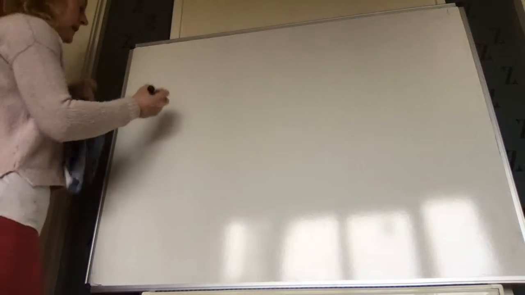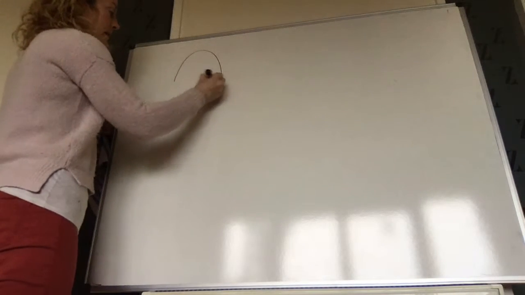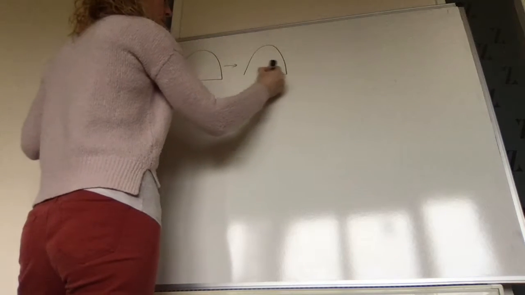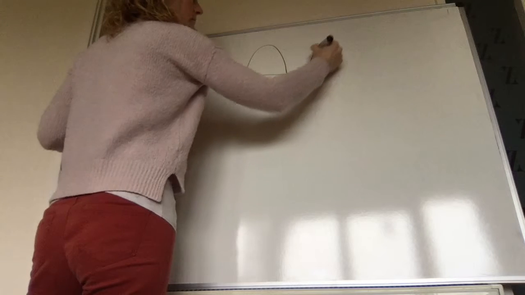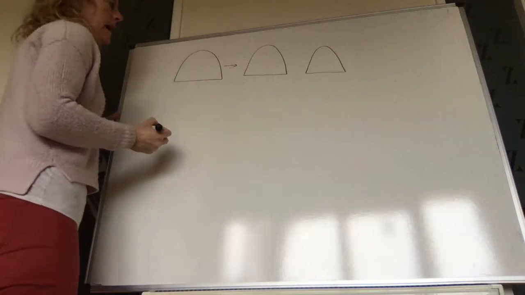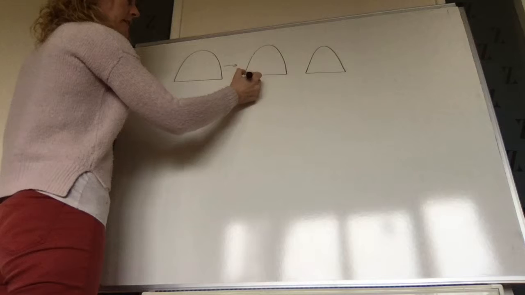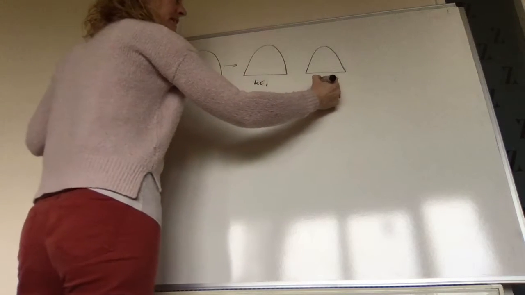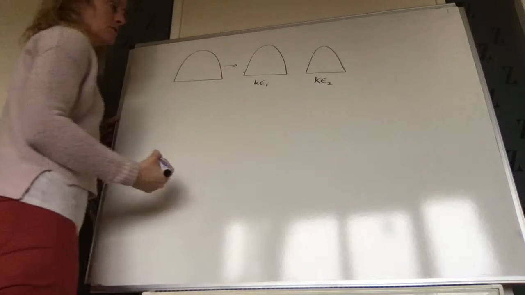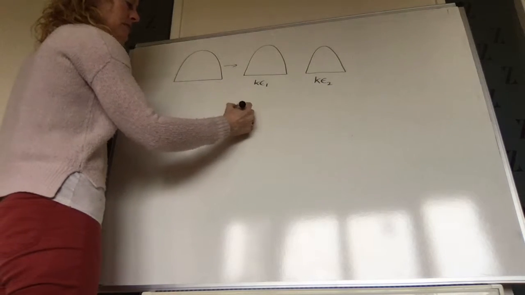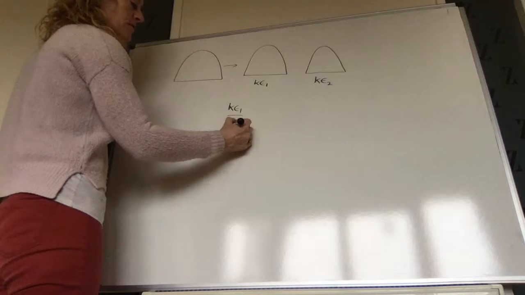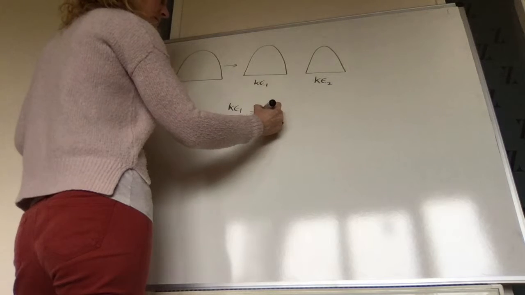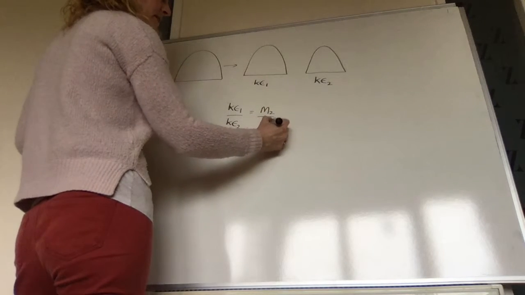So we've just shown that if we have a radioactive disintegration, or one nucleus turning into two other particles, and we call the kinetic energy of this particle kinetic energy 1, and the kinetic energy of this particle kinetic energy 2, then the kinetic energy of particle 1 divided by the kinetic energy of particle 2 is equal to the mass of particle 2 divided by the mass of particle 1.